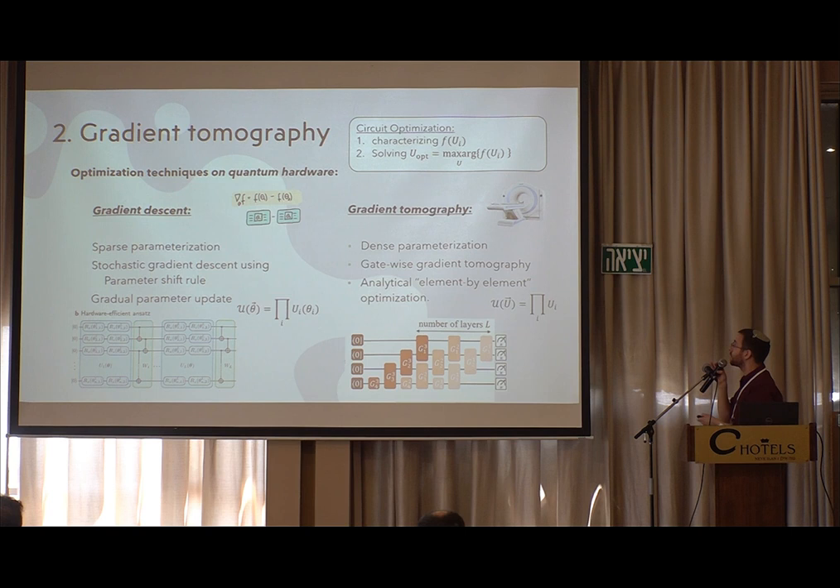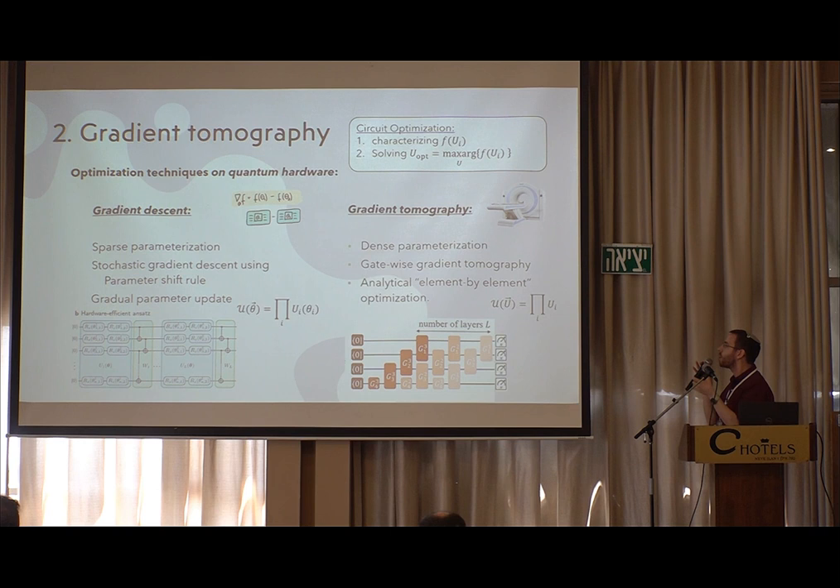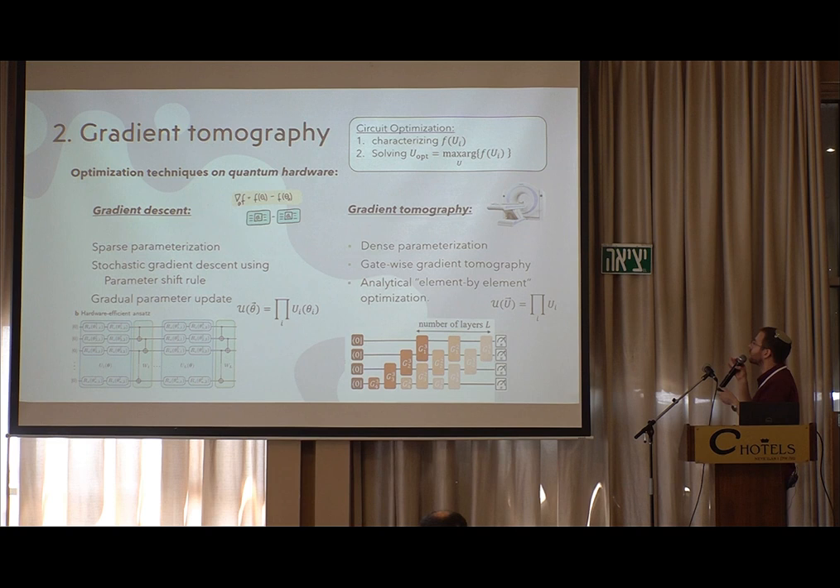And so on. Second step: if we obtain the whole environment tensor in our hand, we can, on a classical computer, solve analytically and find the optimal unitary that we have to replace. And then we go over and over again.